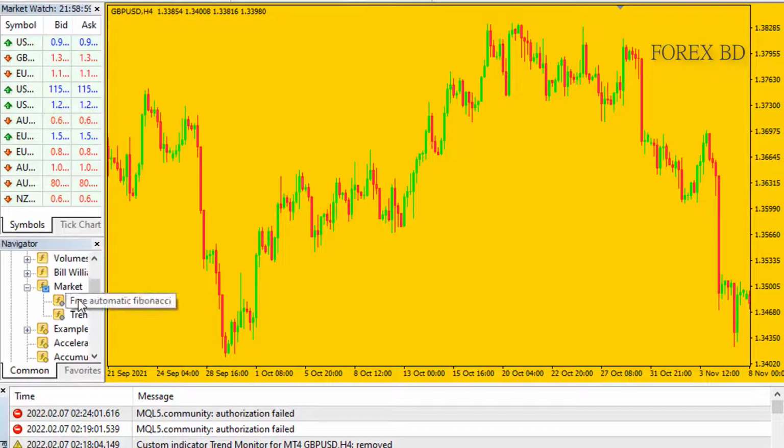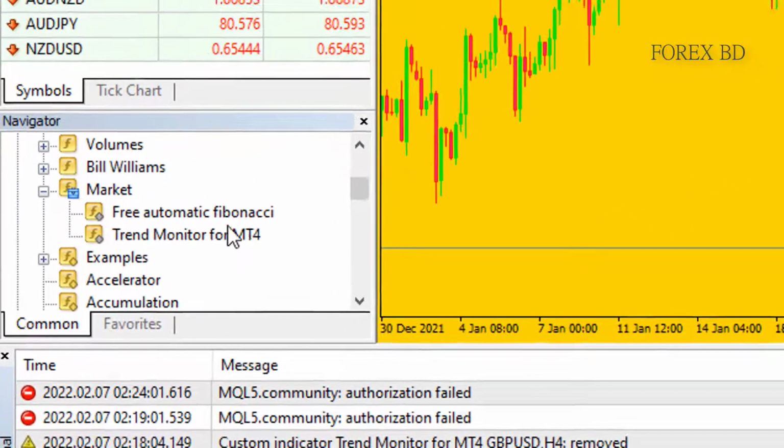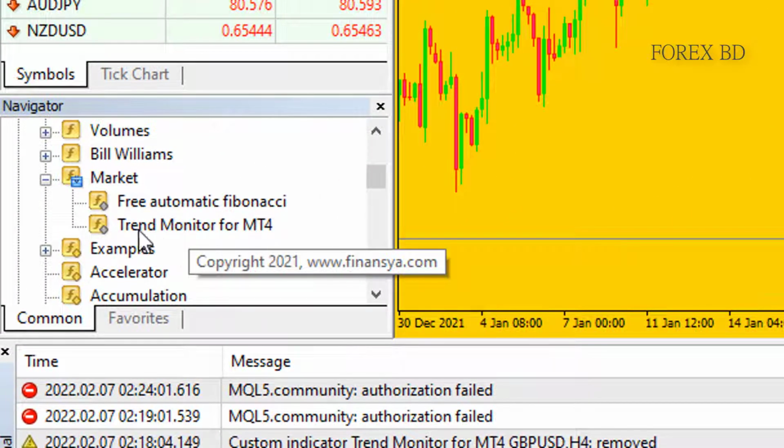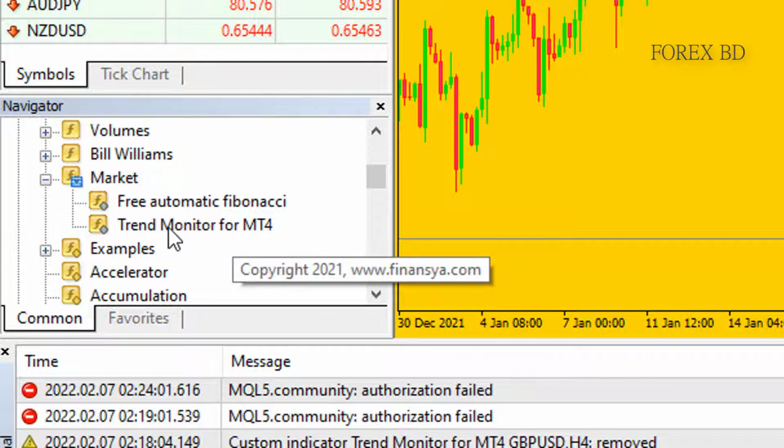So I have bought an indicator to give you as a gift. I hope you will be able to take maximum advantage from this indicator. So without wasting time, let me introduce you to that indicator.